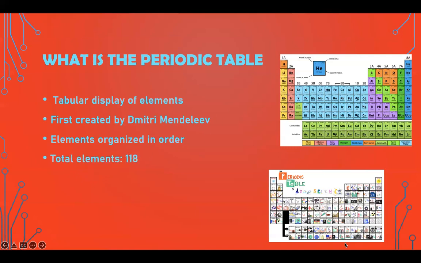And there are a total of 118 elements in the periodic table as of 2021. And out of these 118 elements, around 90-ish are actually occurring on planet Earth. The other elements, believe it or not, are synthetic. Imagine how much science has developed over time. And now that we know what the periodic table is, let's begin with the elements.